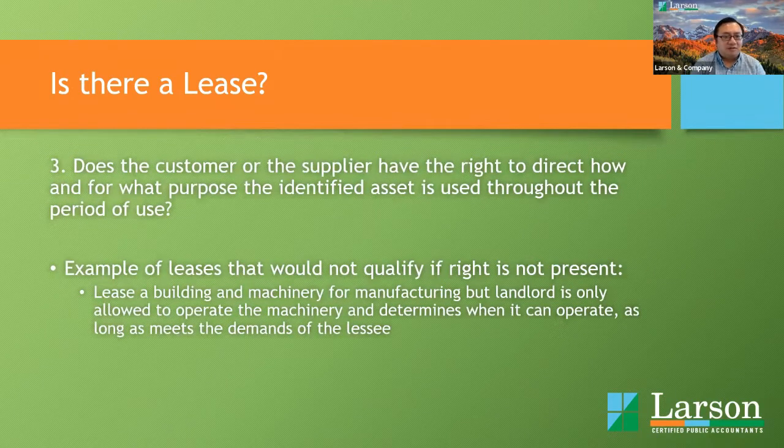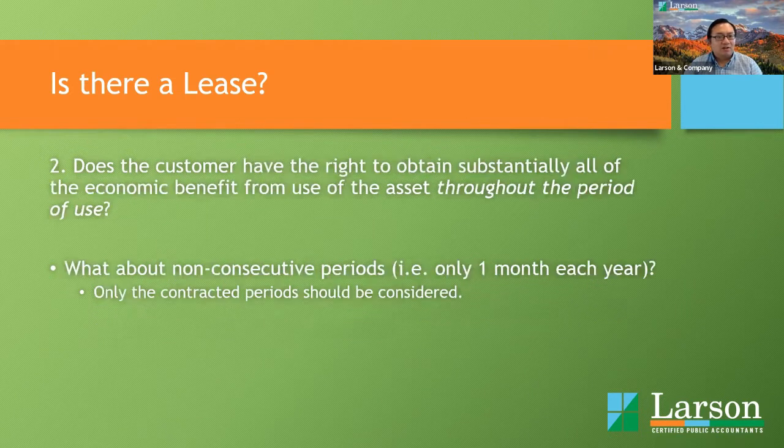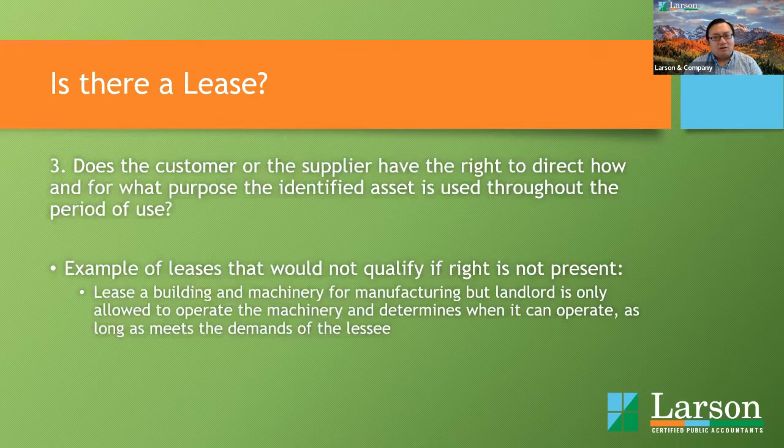The third is, does the customer or the supplier have the right to direct how and for what purpose the identified asset is used throughout the period of use? Going back to the second question, you have the right to obtain substantially all of the economic benefit, meaning that economic benefit is yours. Now the question is, can you direct that asset that you have leased for your purposes without interference from the lessor?